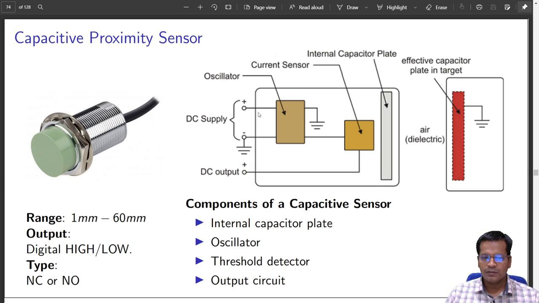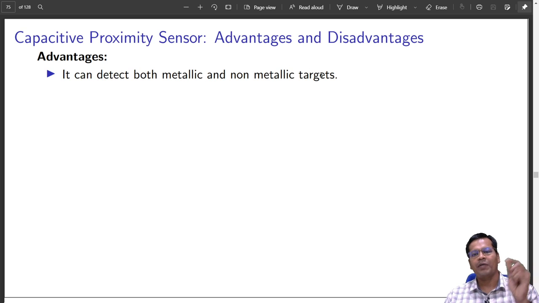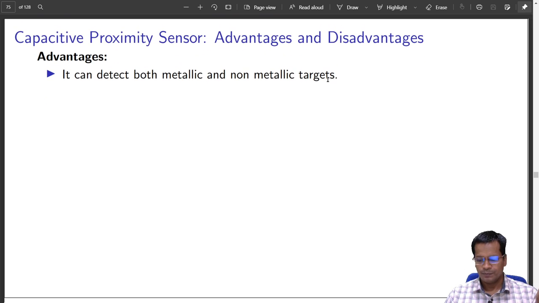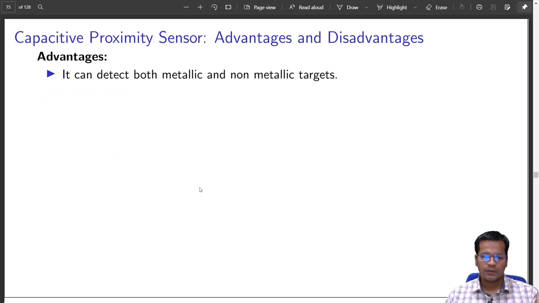As expected, advantages: it can detect both metallic and non-metallic, because both can change the capacitance of the system. Even if it is non-metallic or metallic, it doesn't matter, the air dielectric will change, and this system will have a different capacitance, but definitely that will have a different current value and it can be detected. Got it? So that is why.